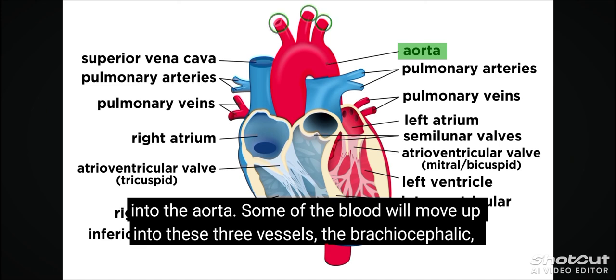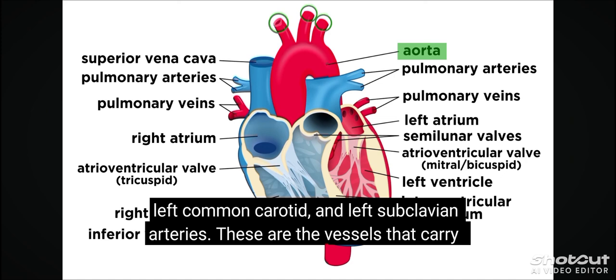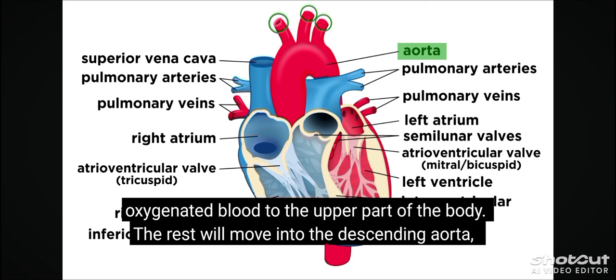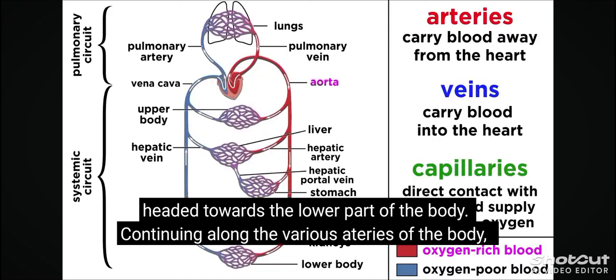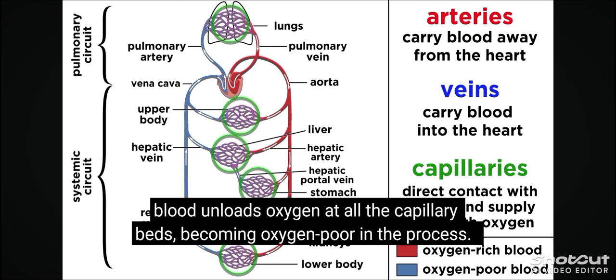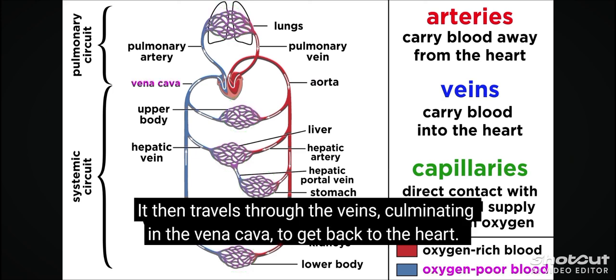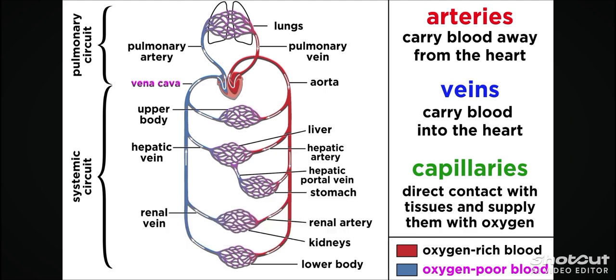Some of the blood will move up into these three vessels: the brachiocephalic, left common carotid, and left subclavian arteries. These are the vessels that carry oxygenated blood to the upper part of the body. The rest will move into the descending aorta, headed towards the lower part of the body. Continuing along the various arteries of the body, blood unloads oxygen at all the capillary beds, becoming oxygen poor in the process. It then travels through the veins, culminating in the vena cava to get back to the heart.